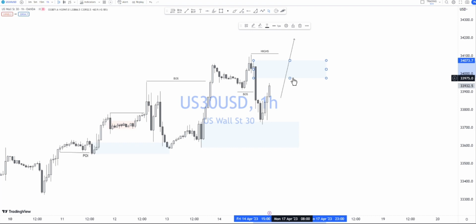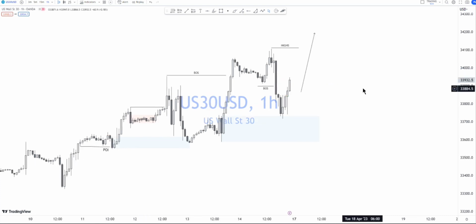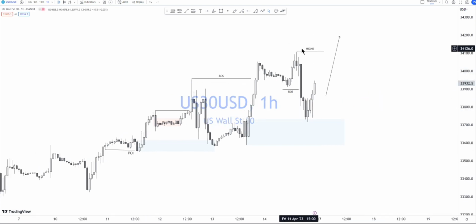Because now we can see that we've tapped into this demand area, I'm looking for price to give me those opportunities to continue with this bullish order flow to the upside, to take out these highs here. So that's basically what I'm looking out for, guys, here on USD.